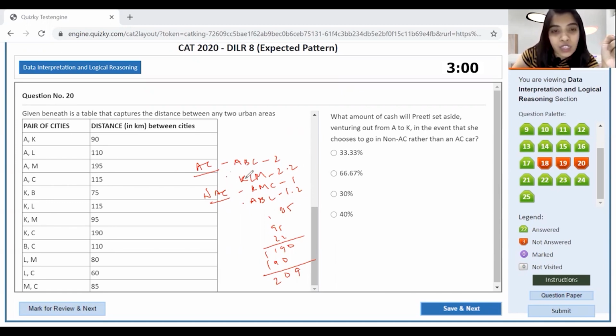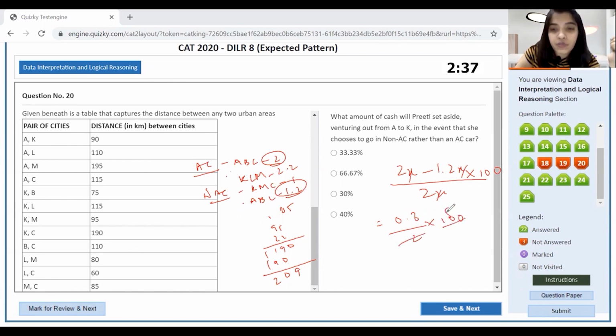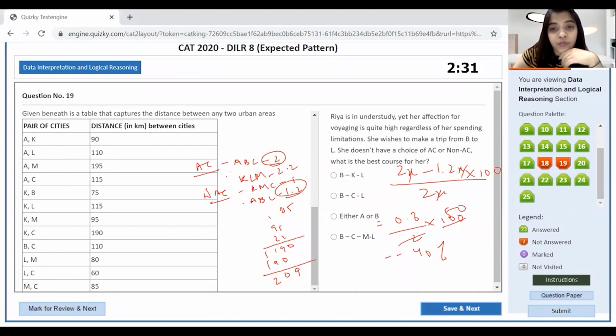So A with AC takes how much? 2. Non-AC A takes 1.2. So what is the difference in the amount that she'll set aside? Imagine the distance being X. Initially, she'll have to pay 2X. Later, she'll pay 1.2X. What is the difference? X gets cancelled. So we have 0.8 upon 2 into 100. 40%. So this is a sitter. Never to leave such questions.